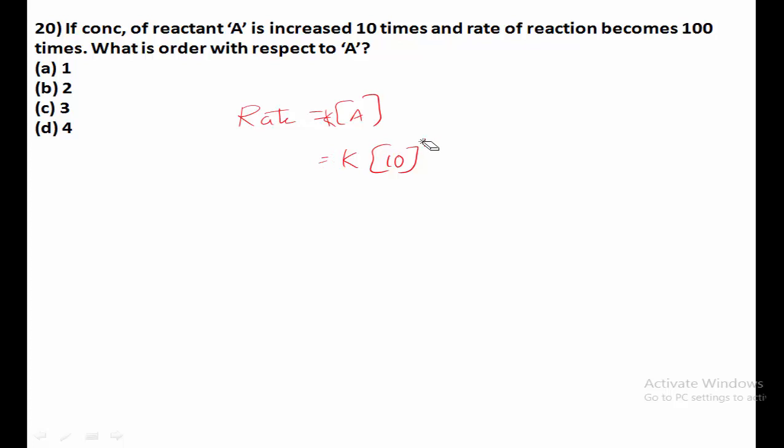If this is second order, then how much will you get? K into 100, or 100K. The rate becomes 100 times for a second order reaction. So option B is the right one. With respect to A, the order of reaction is second order.